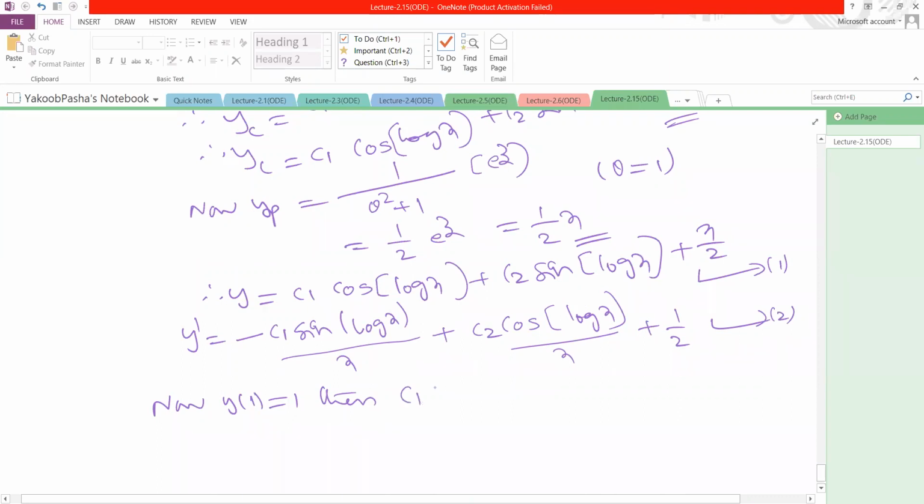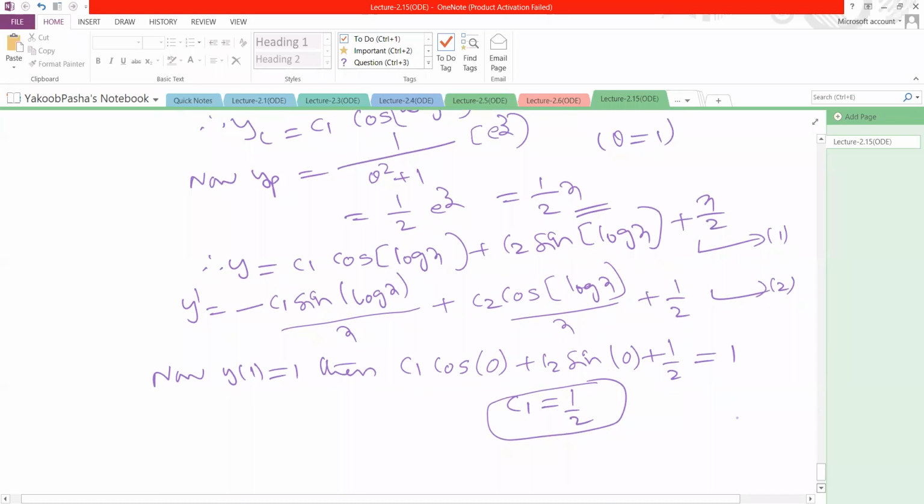C1 cos log 1, which is cos 0, plus C2 sin log 1, which is sin 0, plus 1 by 2 is equal to 1. So C1 into cos 0 is 1, C2 into sin 0 is 0, so we get C1 only. Here 1 minus 1 by 2 becomes 1 by 2. C1 value is 1 by 2.